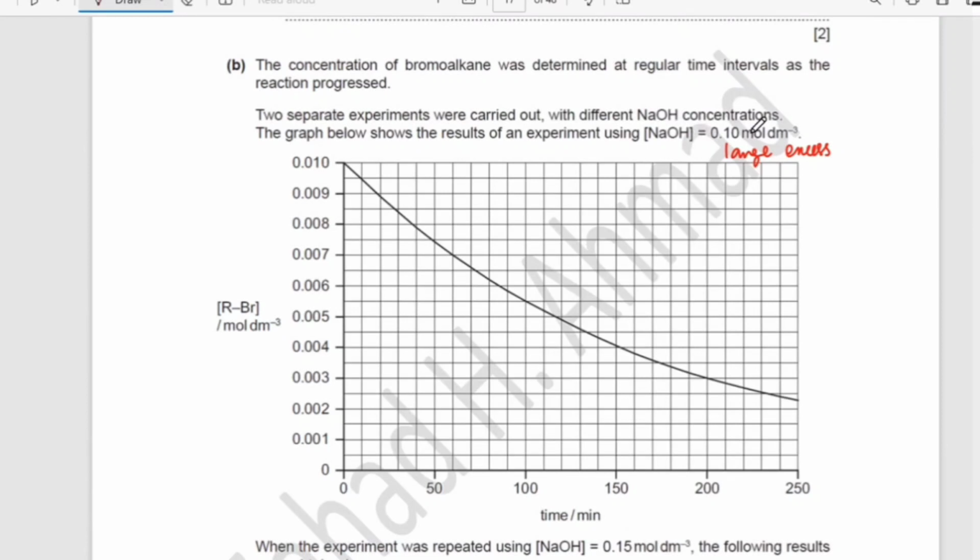I told you that when something is in large excess, its concentration is considered to be constant throughout the reaction because it's 10 times in excess. So if a tiny amount gets used up, the quantity pretty much remains almost unchanged, or there's going to be negligible change in this value.